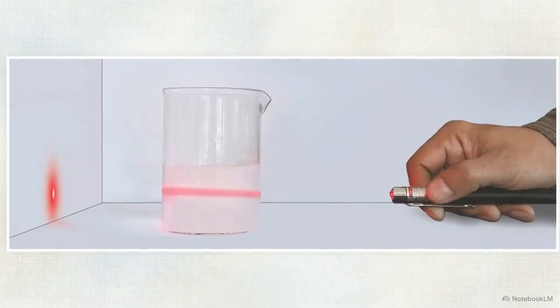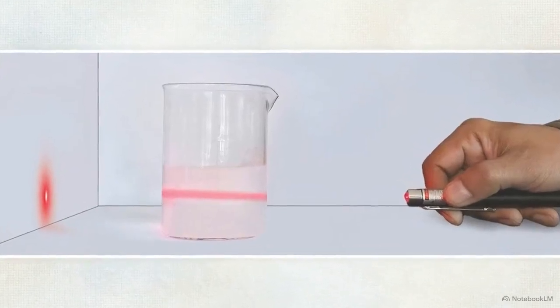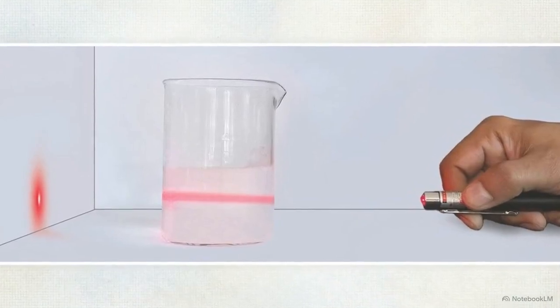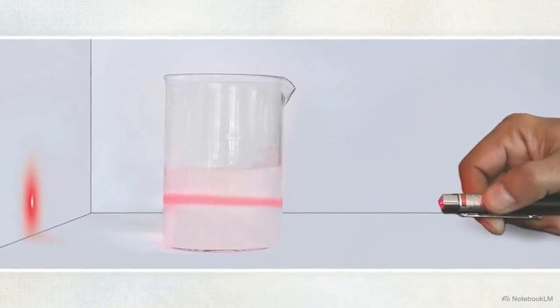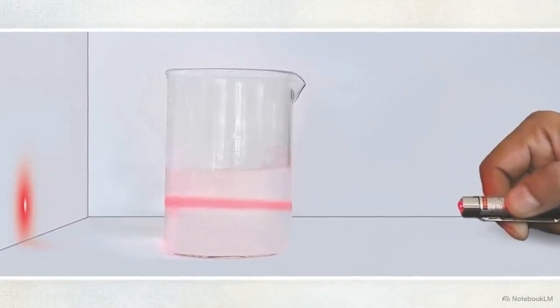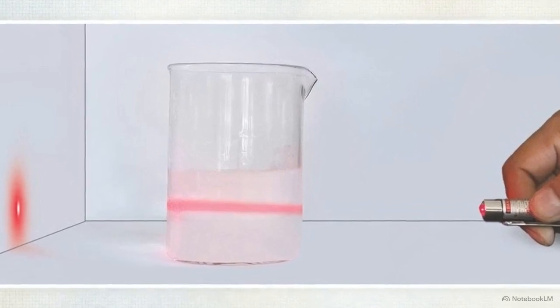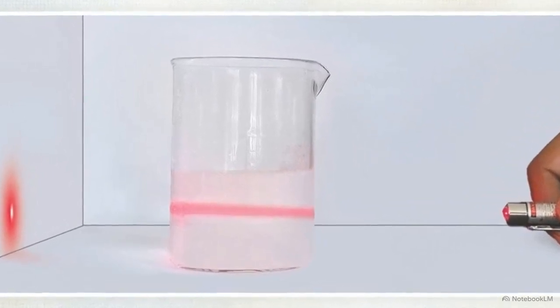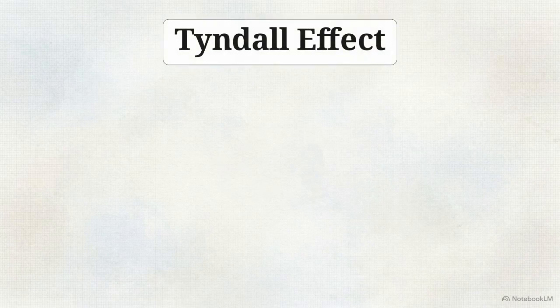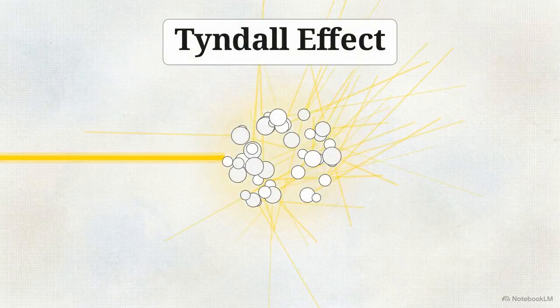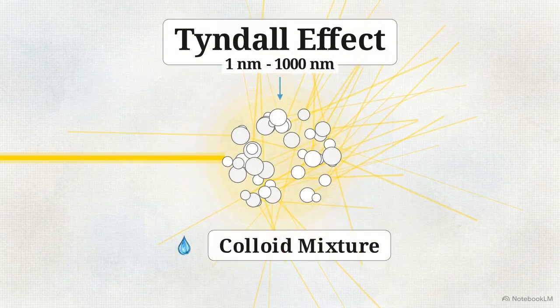Now look at this photograph of the milk mixture. The laser creates a sharp, bright red line straight through the liquid. The particles of fat and protein in the milk are actually large enough to block and scatter the light toward the camera. This scattering of light is called the Tyndall effect. It proves that milk is a colloid.